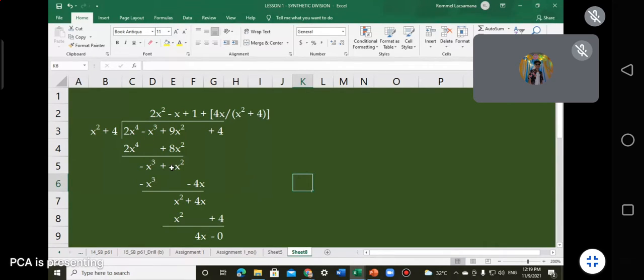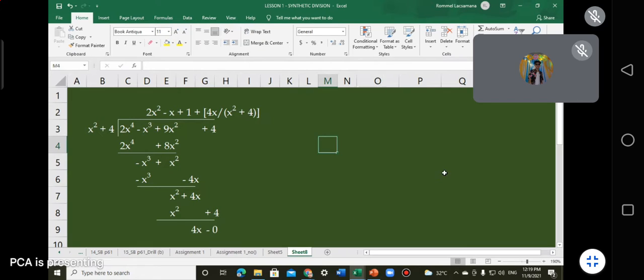Okay, so try this one. Your answer must be 2x squared minus x plus 1 plus 4x squared over the divisor x squared plus 4, no? Sige. Kung gusto nyo yung screenshot yan, screenshot nyo. That's how it is done, no? It is tedious, no? It's very detailed. If you do not know how to do it, you will have a problem. Okay?